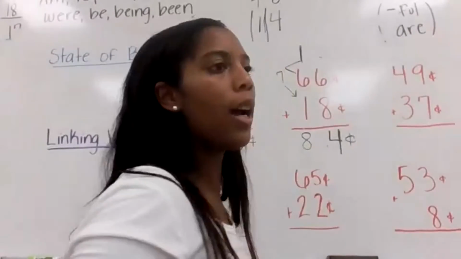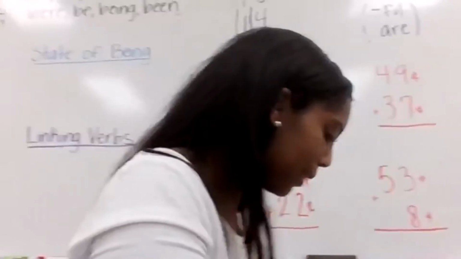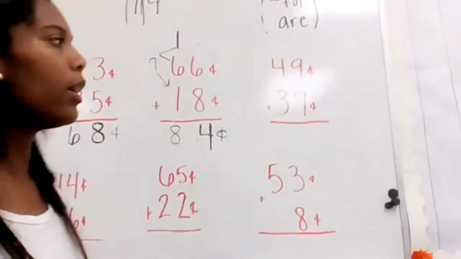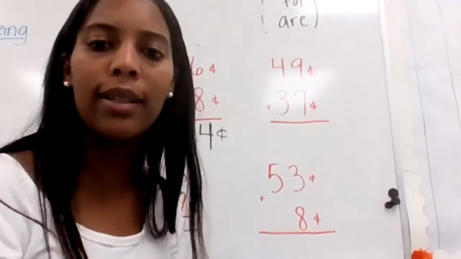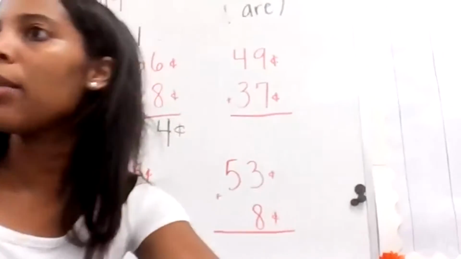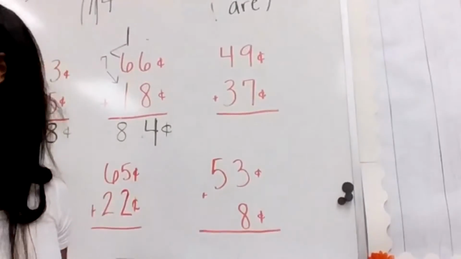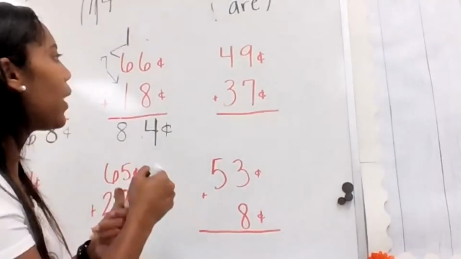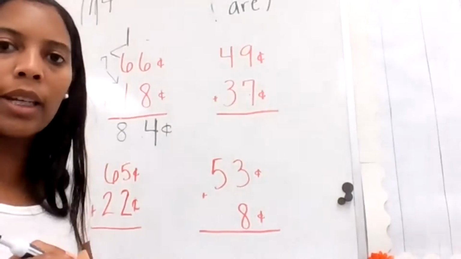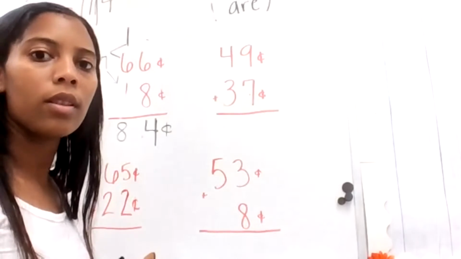Okay, next one, 49 cents plus 37 cents. So let's go ahead and look at this one. We're going to start adding back numbers first, as usual. Put the names in place. So back numbers. We start with 9 plus 7. 9 plus 7 equals 16.